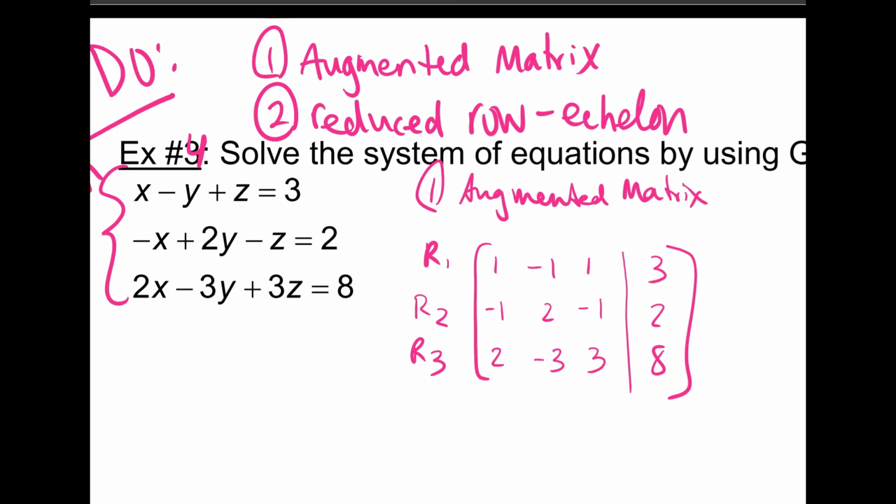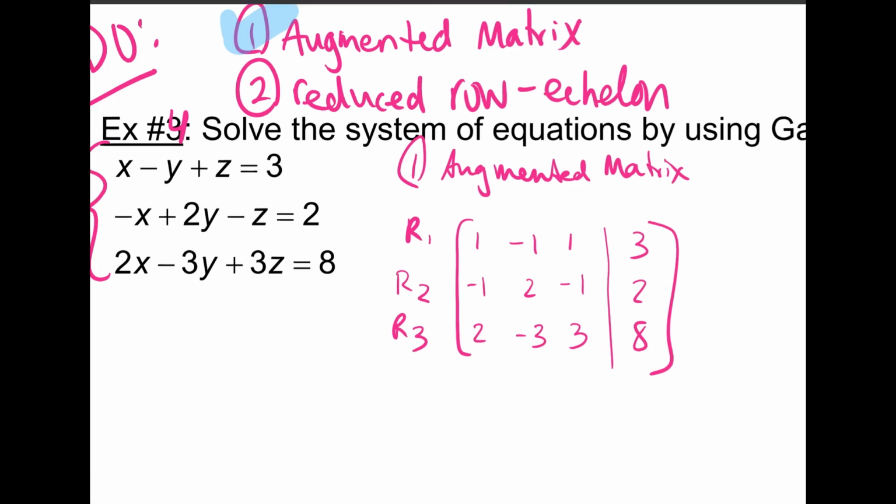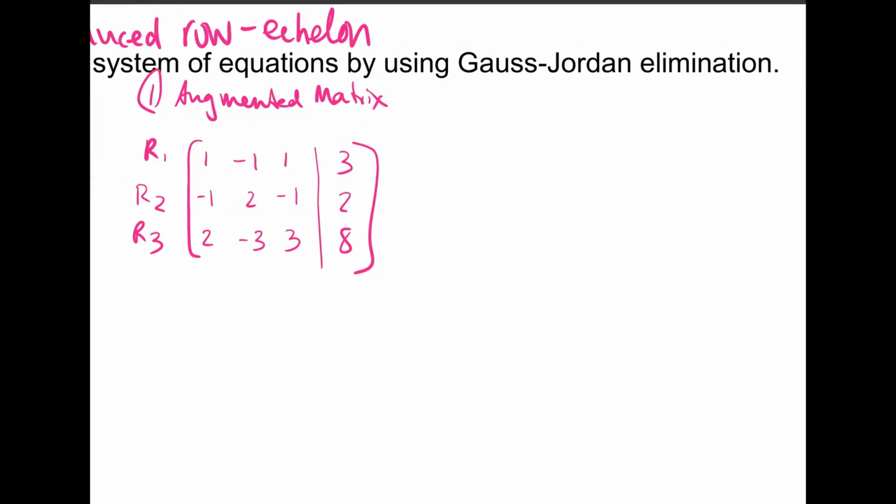Okay, so I wrote the augmented matrix. Check that off. Now I need the reduced row echelon form. So what's the first step I should do? Do you remember how to do it? That's what we're trying to get.